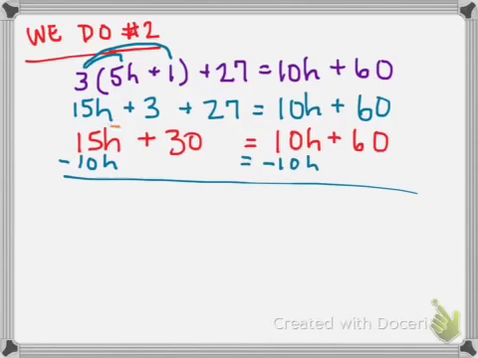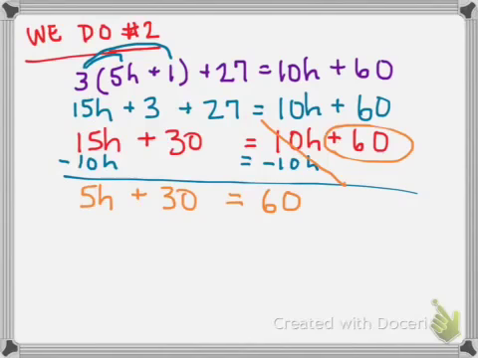So on my left side, 15h minus 10h, I know is positive 5h. Bring down my plus 30, bring down my equal sign. These will cancel out, equaling 0, and then I bring down my positive 60, so I can write it as 60.